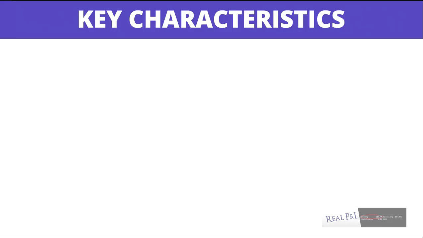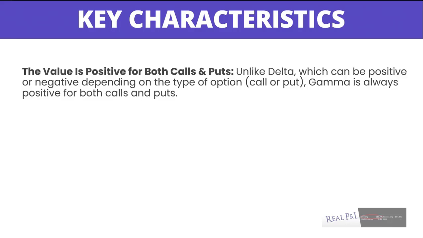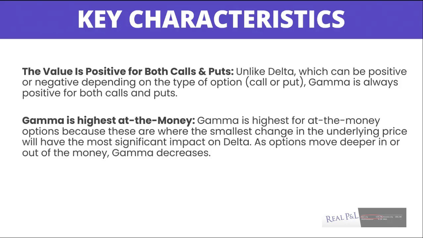Key characteristics. The value is positive for both calls and puts, unlike delta, which can be positive or negative depending on the type of option, a call or a put. Gamma is always positive for both calls and puts. Gamma is highest for at-the-money options because these are where the smallest change in the underlying price will have the most significant impact on the delta. As options move deeper in or out of the money, gamma decreases.